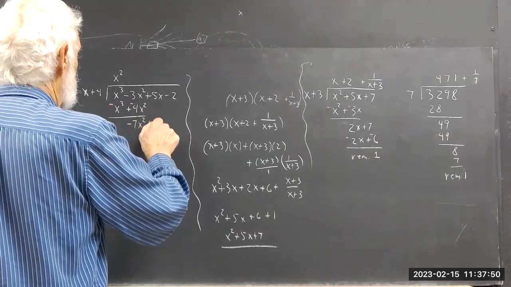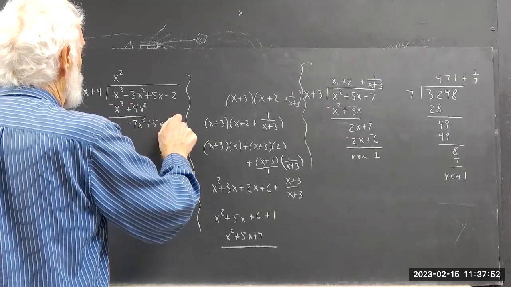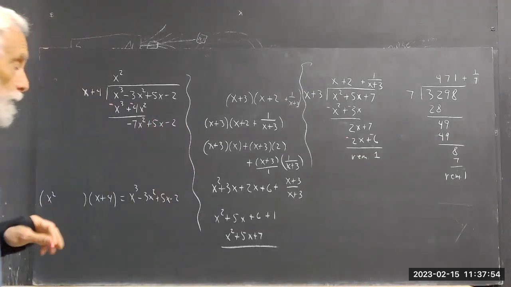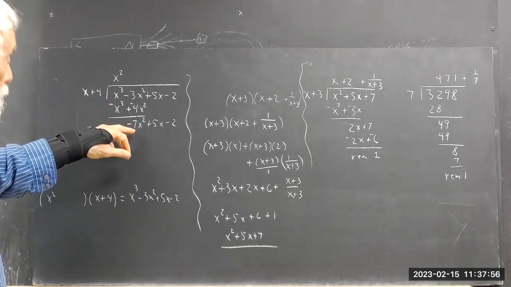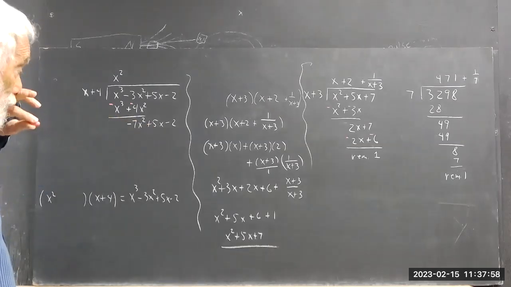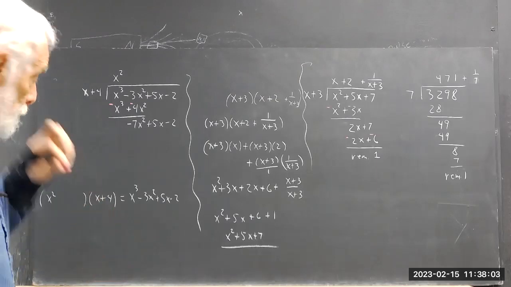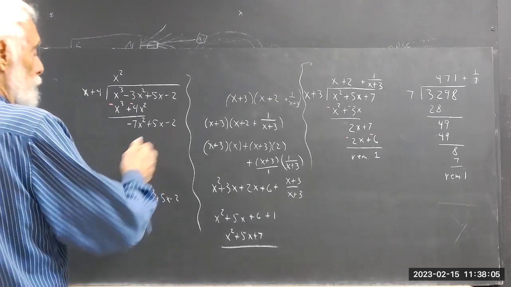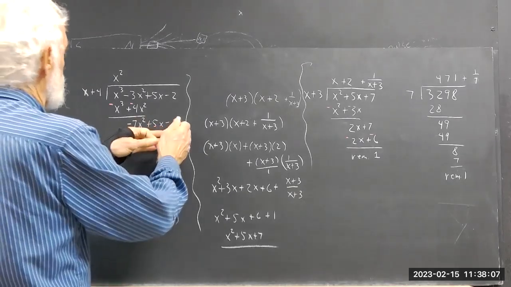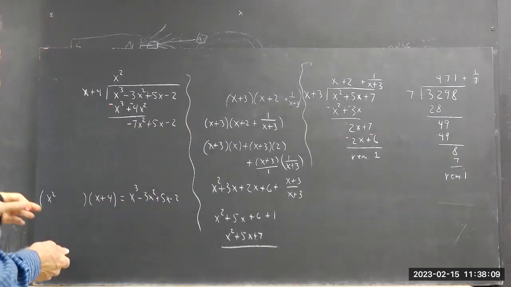Now, we could bring the whole 7x squared plus 5x minus 2 down. All we need for this step is a 7x squared and a 5x. But it doesn't hurt us to bring down minus 2, and some people do that, so I'll go ahead and do it. It's optional whether this one comes down or not. The reason being, well, we'll see.